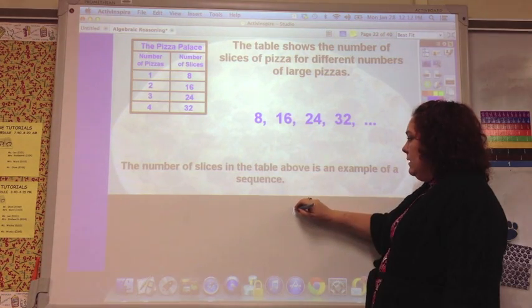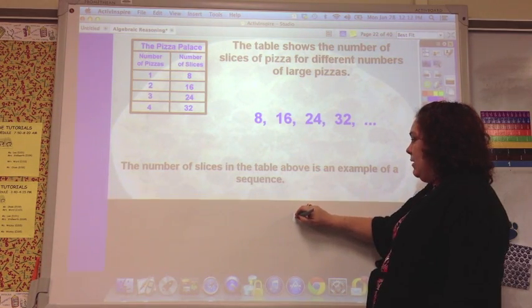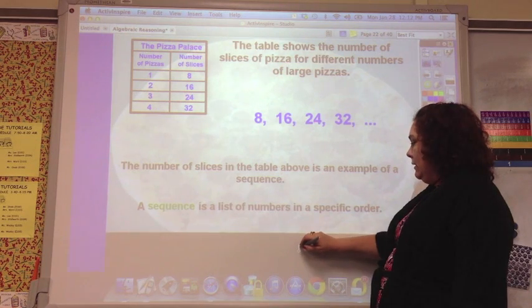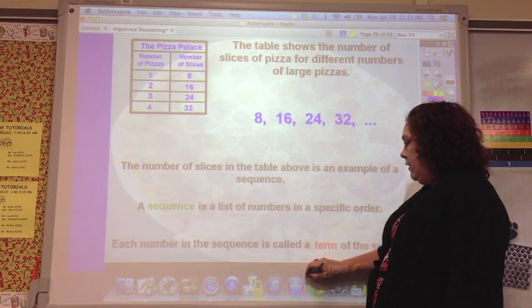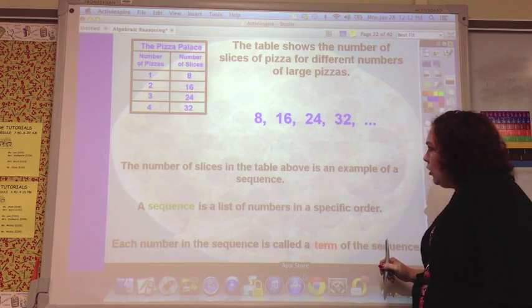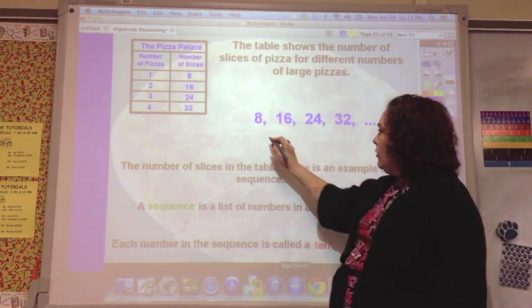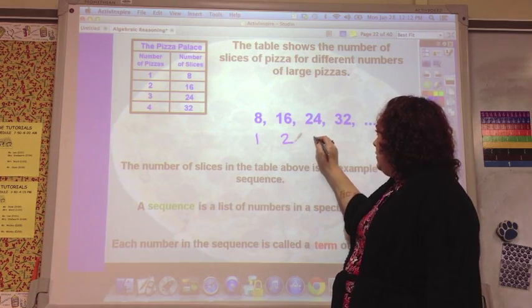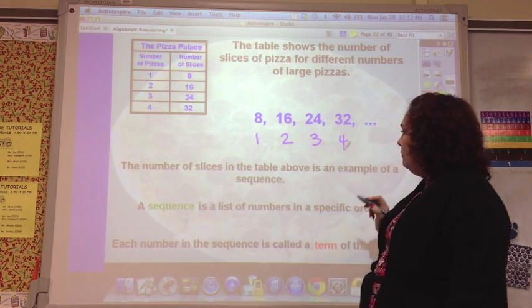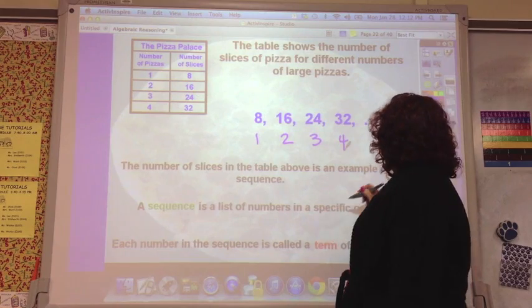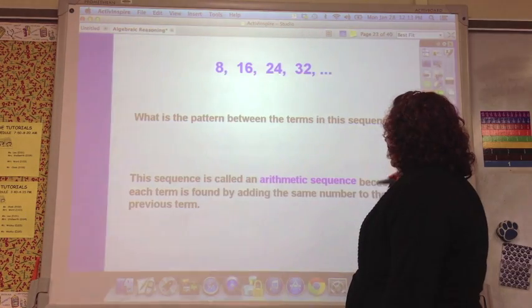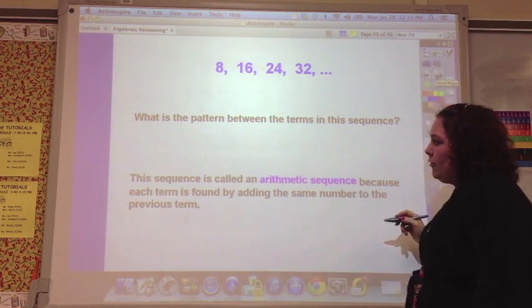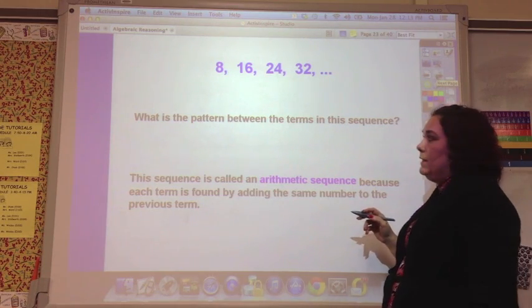So the number of slices in the table above is an example of a sequence. A sequence is a list of numbers in a specific order. Each number in the sequence is called a term of the sequence. So this is term 1, this is term 2, this is term 3, this is term 4. And there's a pattern going on between the terms of the sequence.